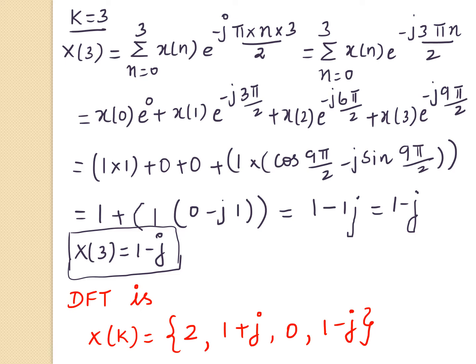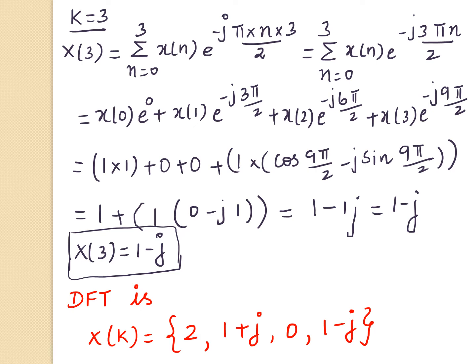Plus this x of 3, the value is 1. So 1 into this e power minus j 9 pi by 2 can be written as cos 9 pi by 2 minus j sin 9 pi by 2. The value of cos 9 pi by 2 is 0 and sin 9 pi by 2 is 1. So simply replacing the cos and sin values. So here this 1 into 1 will be getting 1 plus this term 1 into this cos 9 pi by 2, 0, minus j into 1. So 1 into minus 1j. So I will be getting totally minus j.